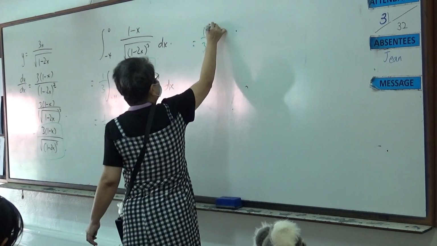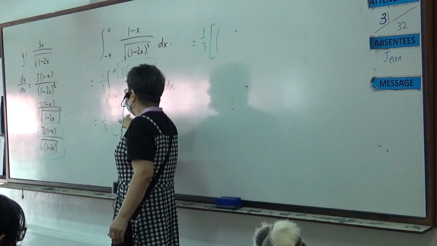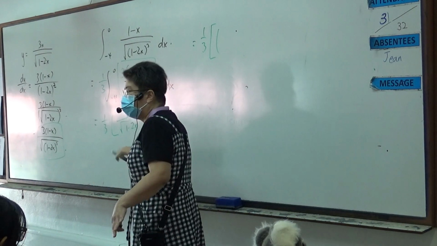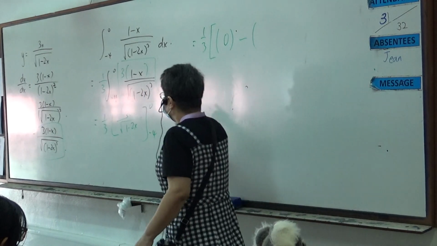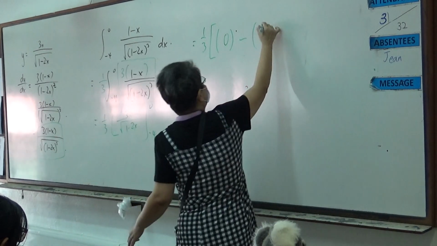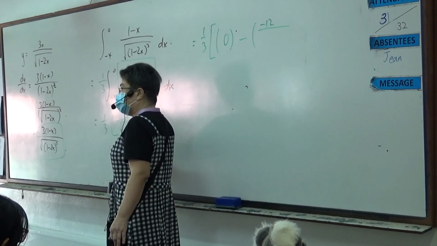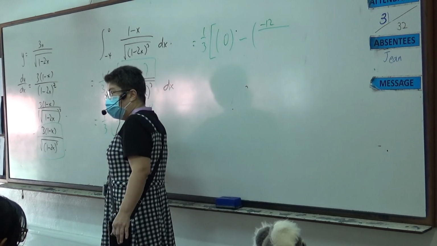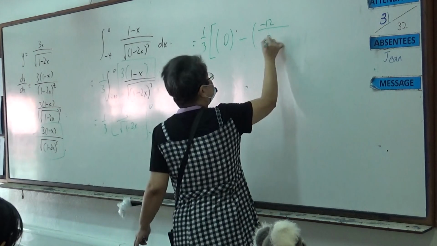I'll have 1/3, first bracket. Now, this is easy. Can you see if it's 0, everything is 0. So it's 0 minus something, right? Alright? So this is negative 4. So become what? Negative 12 over. Now, negative 4, this is 8, right? Plus 1 is what? 9. What's square root of 9? 3. Do you agree I get this?